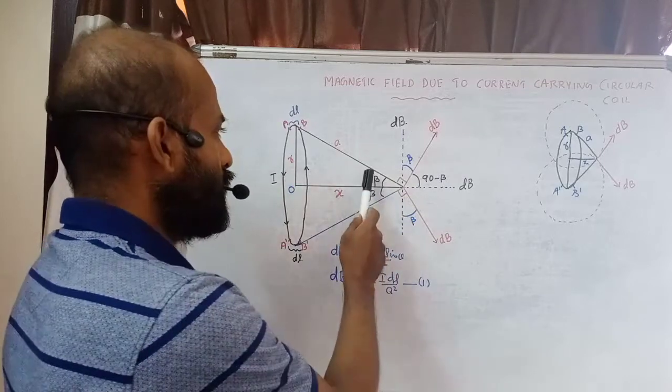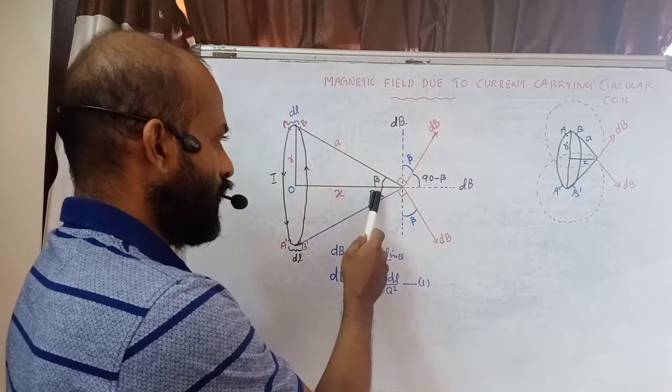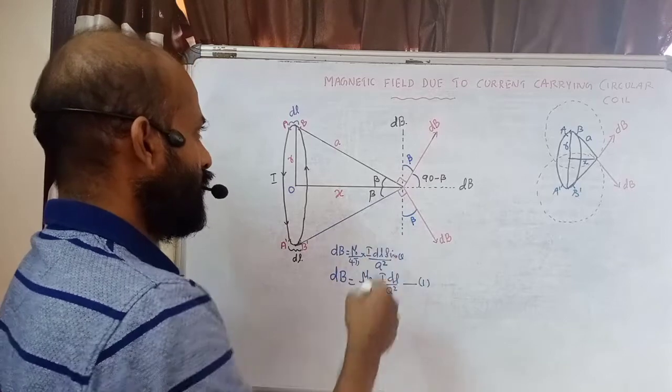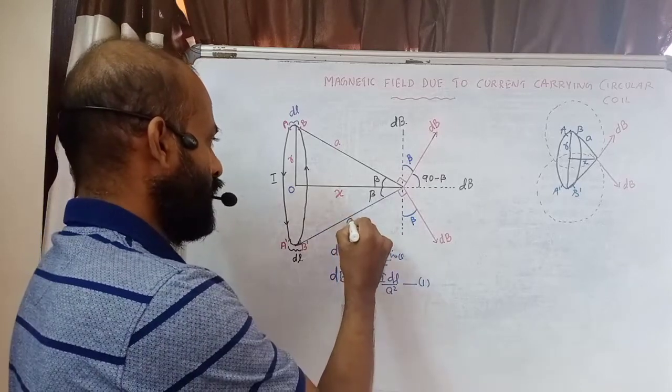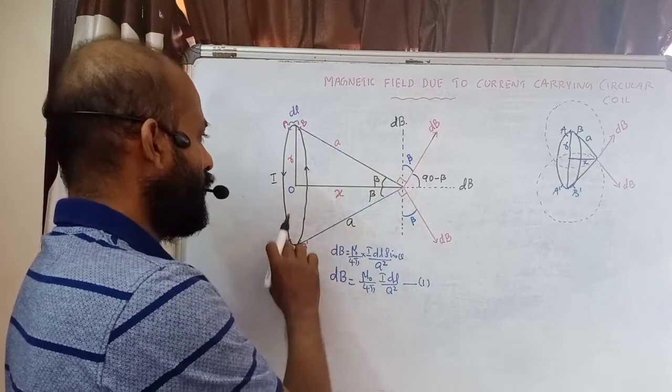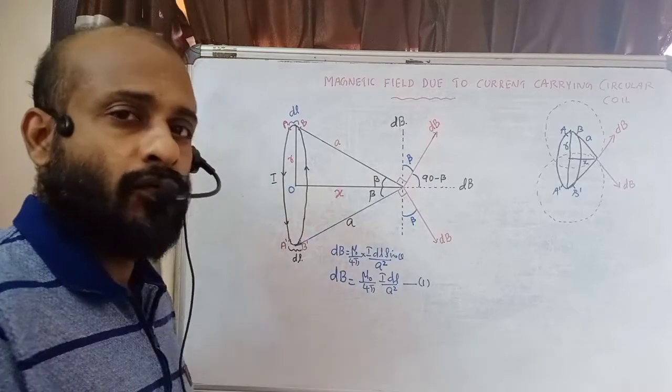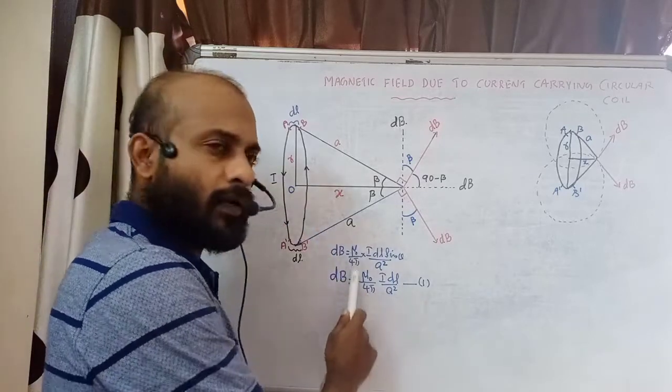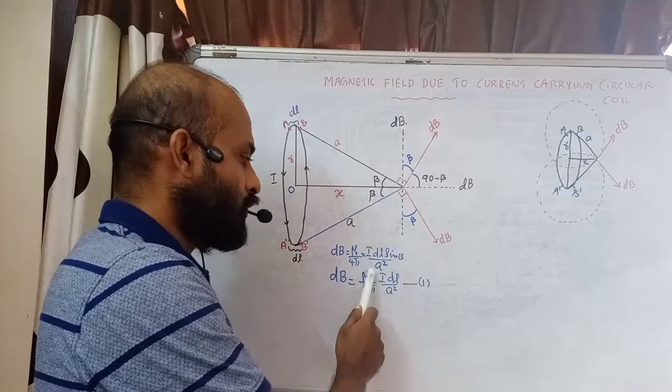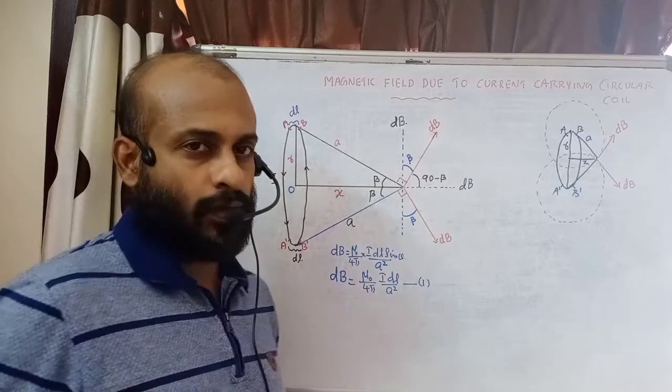Now we can see the angles here. This angle is beta, this angle also beta. This length is also equal to a. Equivalent to this, this is another element diametrically opposite. So we have got the strength of the magnetic field in magnitude: mu naught by 4 pi into I dl by a square.